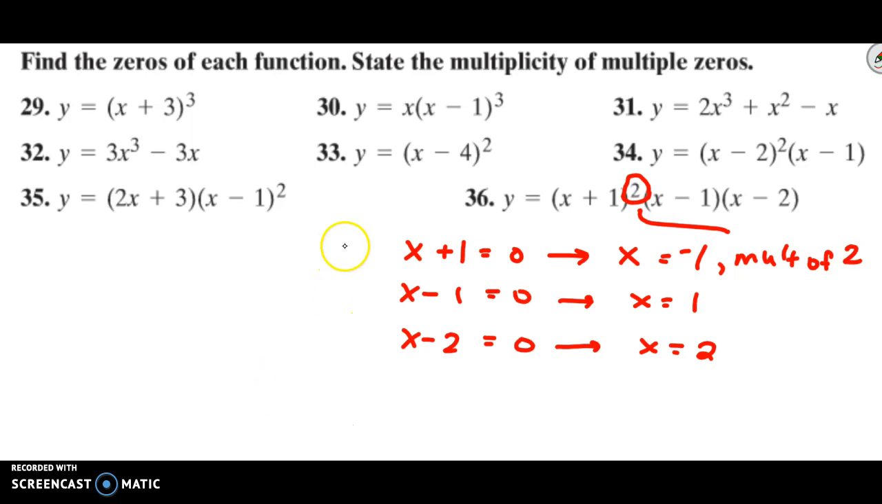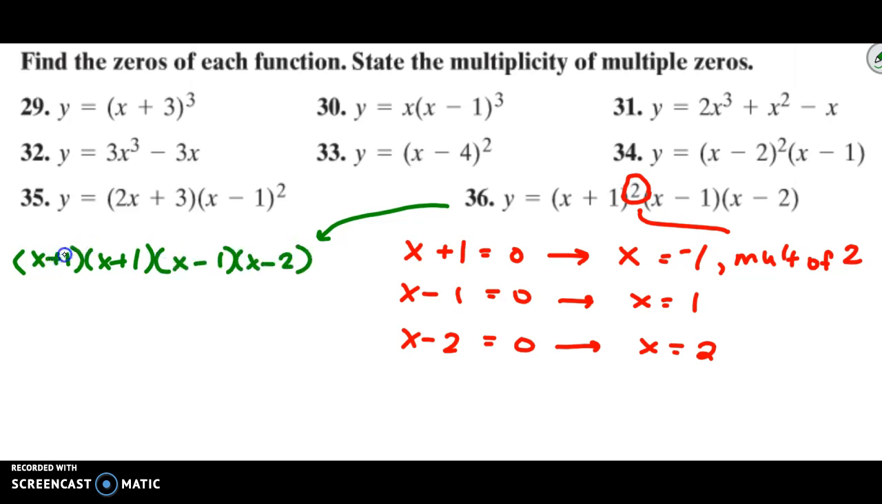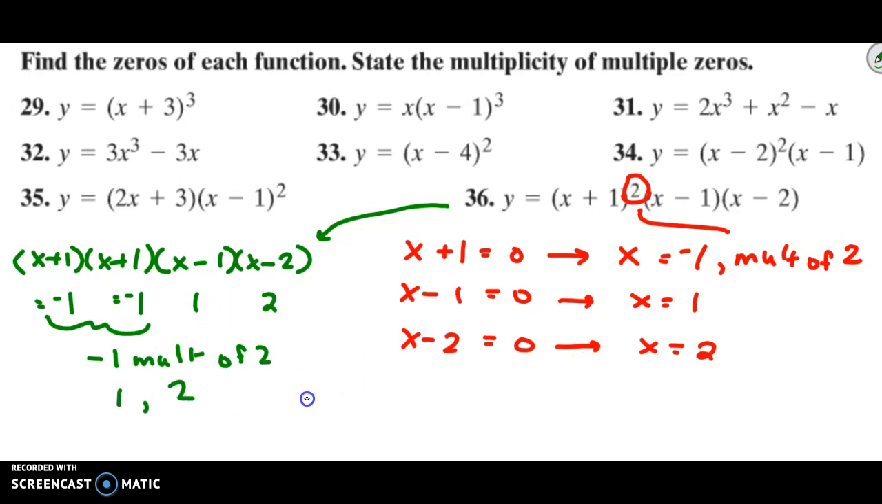Now, if you remember in class, I did tell you that you can expand that out. So then you have x plus 1 times x plus 1, and then x minus 1, x minus 2. And then you would set each of these expressions equal to 0. So this one is -1, this one is -1, this one is 1, this one is 2. So then we have two that are -1, right? So you would have -1 with multiplicity of 2 because it happens twice, and then you have 1 and 2. Same answer, doesn't matter how you get it.